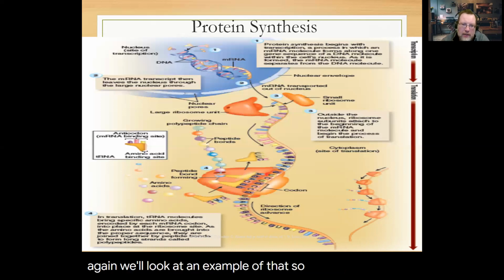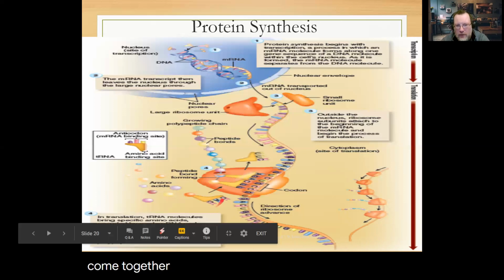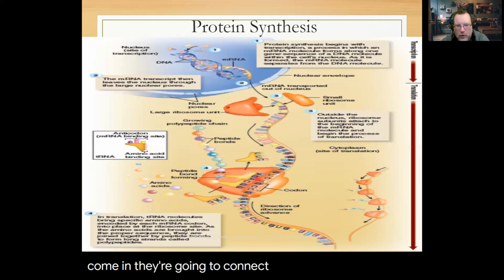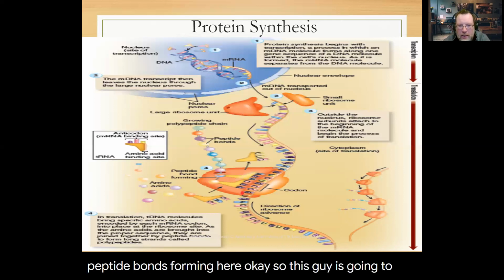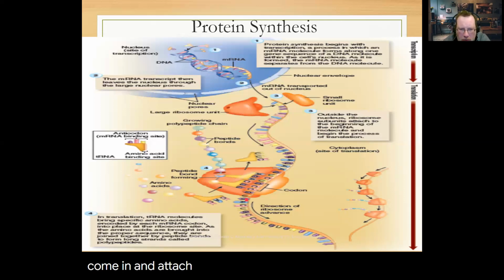So as these come together, as these transfer RNAs come in, they're going to connect with the appropriate codon, and then we can start stringing these amino acids together and form polypeptides. So we can see the polypeptide bonds forming here. Okay, so this guy is going to come in and attach with this group. There's a G, an A, and a C. Yep, so sure enough, here's the next trio. You can see this is a C, an A, and a C.